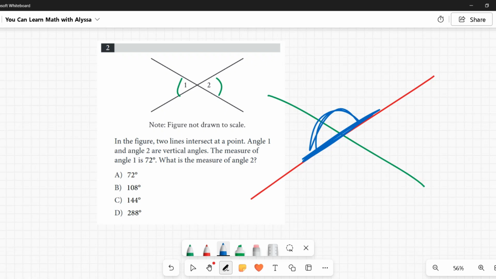So let's say this was, call this x, and we'll say this is 100 degrees. Since they make a straight line, they add up to 180 degrees. So 100 plus what equals 180?